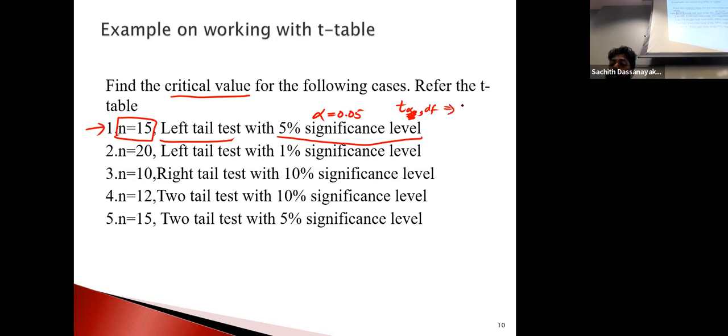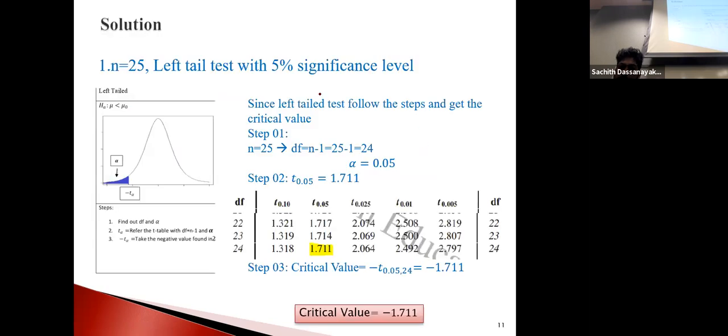Which means t 0.05, comma, n minus 1. df is n minus 1, so it is 14. Clear? You have to find this, since this is a left tail test. Clear? Okay.